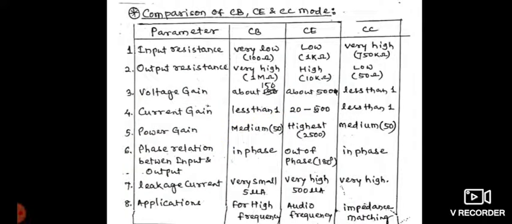Now, coming to the comparison of common base, common emitter and common collector modes. Below is given the comparison, you can go through this. Input resistance is very low in common base, low in common emitter, very high in common collector. Output resistance is very high in common base, high in common emitter, less in common collector. Voltage gain is about 150 in common base, about 500 in common emitter, less than 1 in common collector. Current gain is less than 1 in common base, ranges from 20 to 500 in common emitter, and less than 1 in common collector. Similarly, the other parameters.